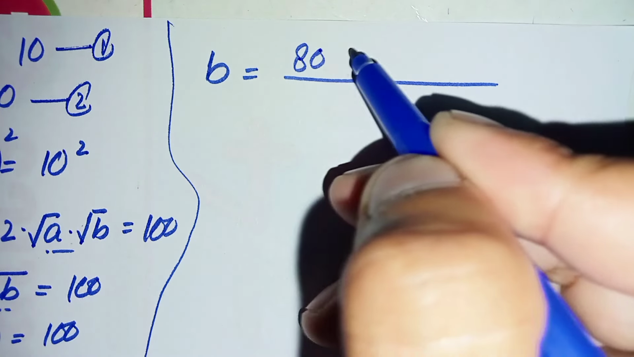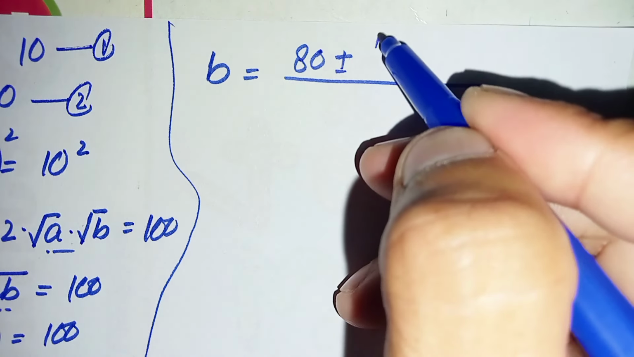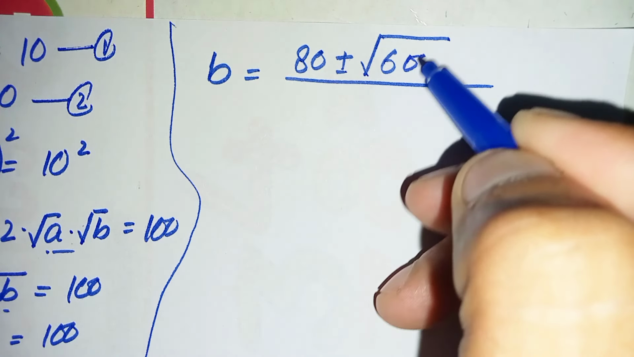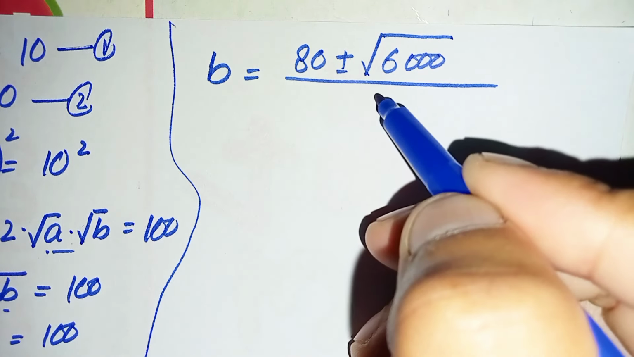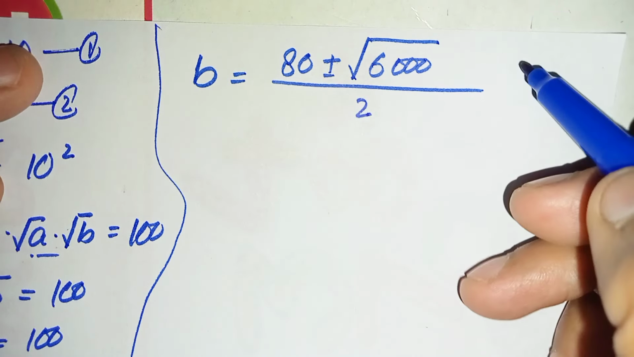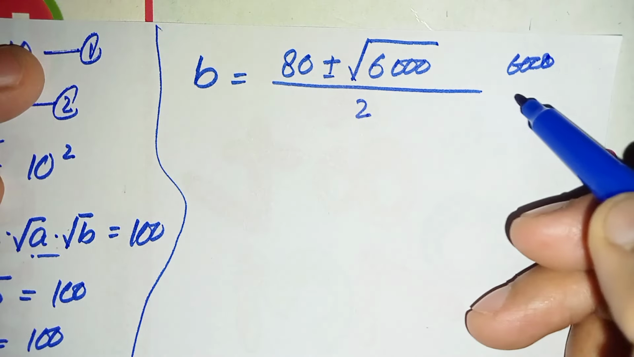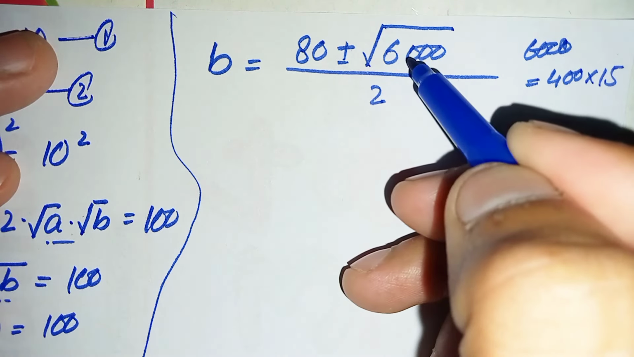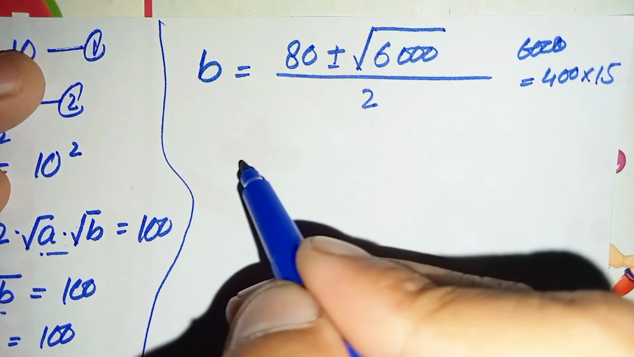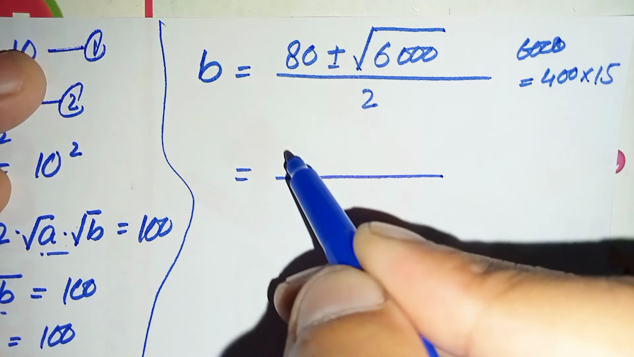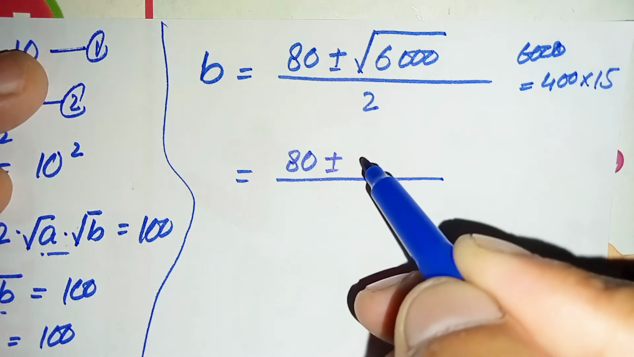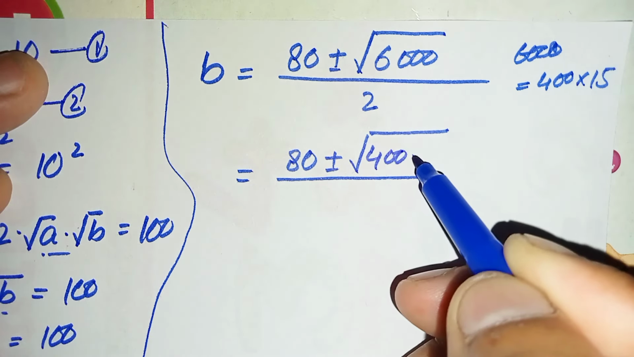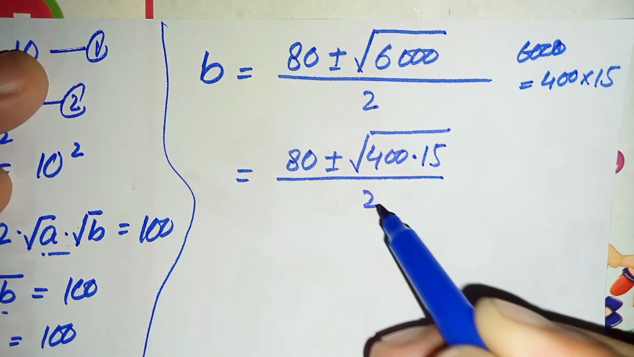So our last equation will become b is 80 plus minus square root of 6400 minus 400, which is 6000, divided by 2. Next we can write this 6000 as 400 times 15. So next we will replace this number with the product of these two numbers. So this will become b is equal to 80 plus minus square root of 400 times 15 divided by 2.